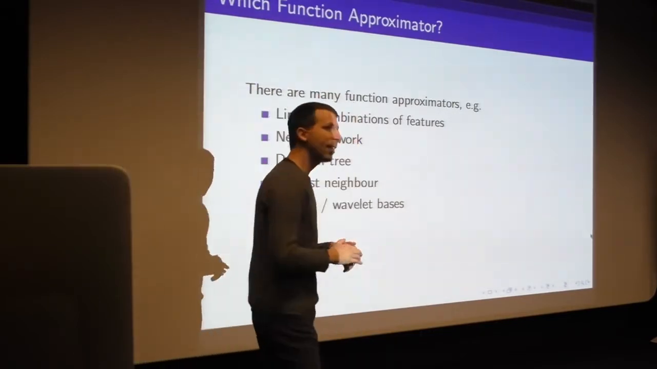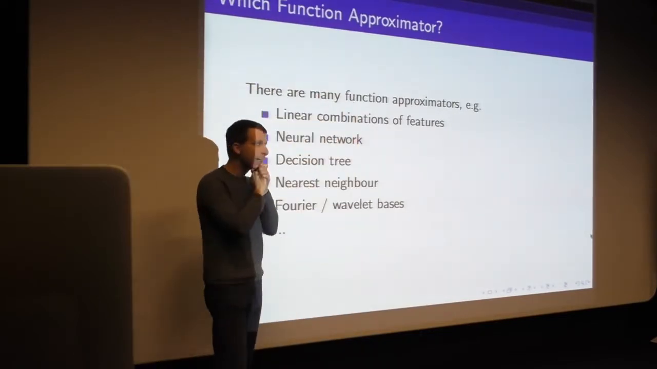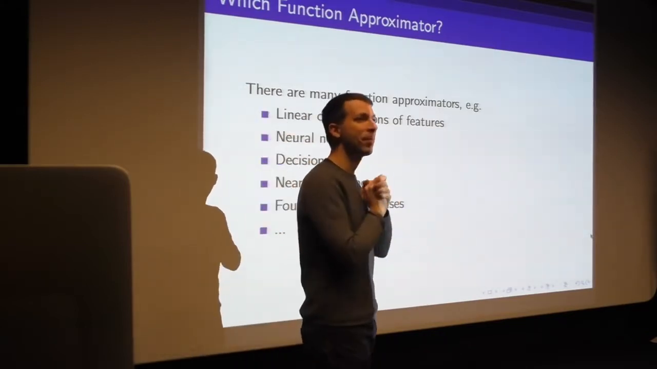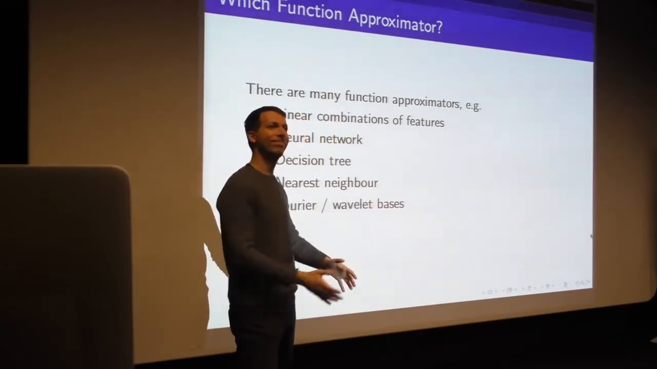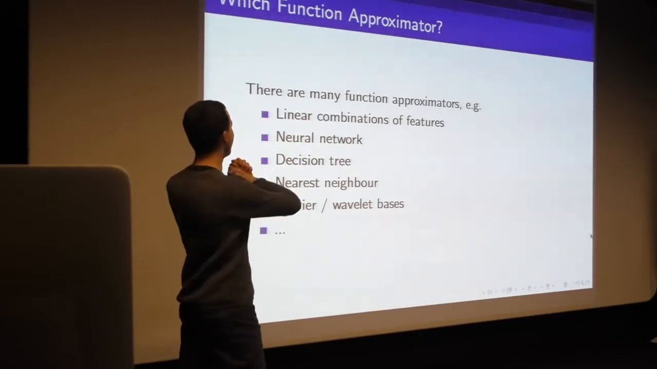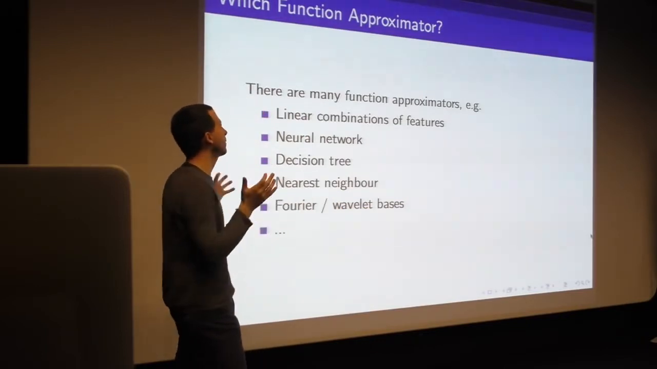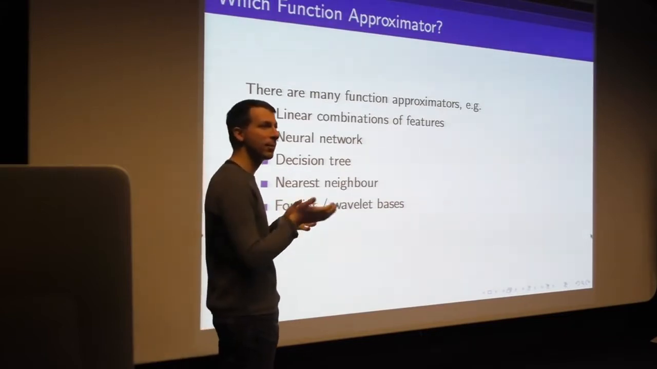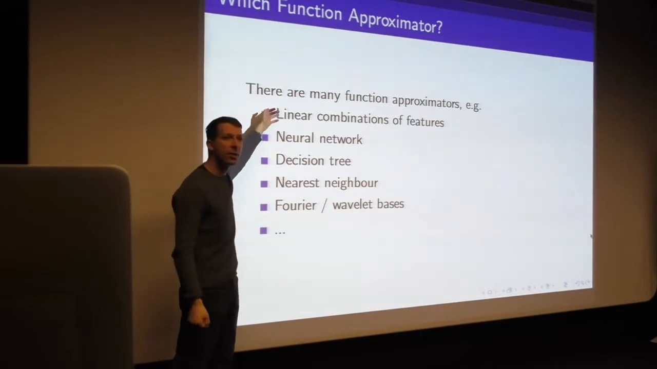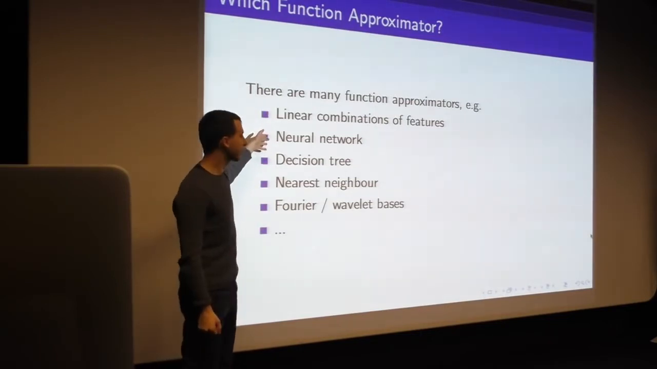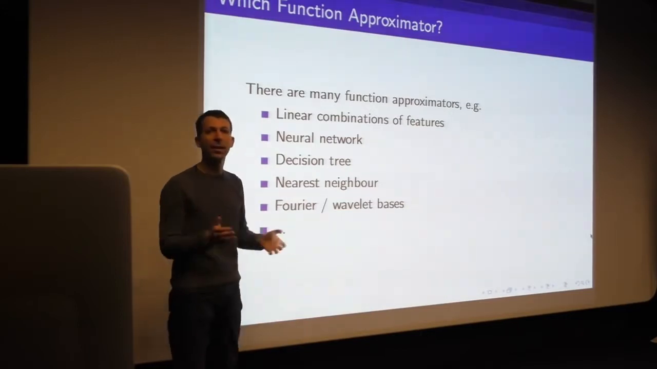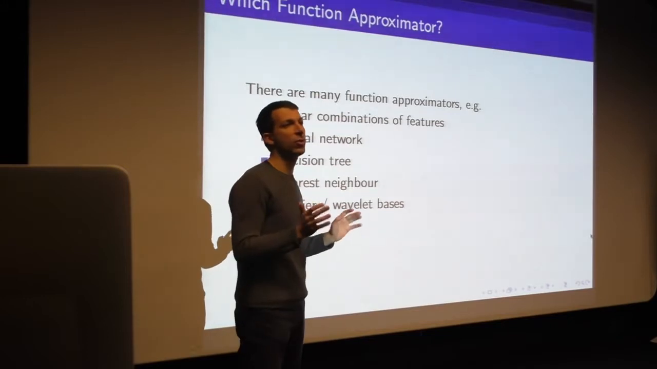So let's open up the black box a little bit now, and ask the question, what should it be? What type of function approximator? Hopefully, during your experience of the machine learning masters or whatever else you're doing, you've come across a whole variety of different function approximators for supervised learning or perhaps unsupervised learning. Some of the most common ones are listed here: linear combinations of features, neural networks, decision trees, nearest neighbor, Fourier or wavelet bases. There's a whole bunch of different things you might try.